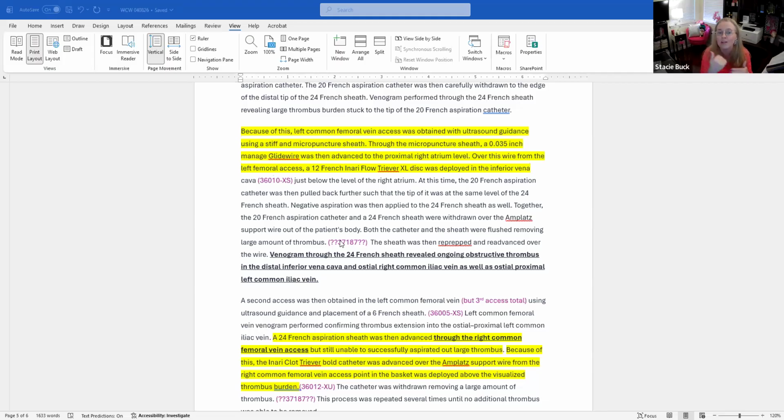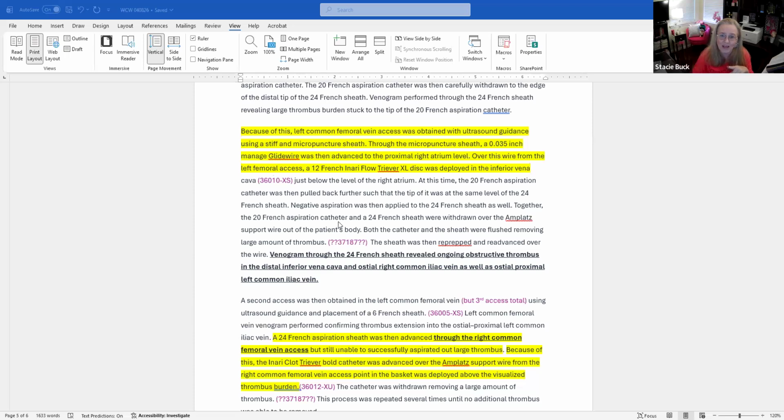And then we're going to another access, a separate access. So let's talk about this one paragraph and what's occurring. So here from this paragraph, we know that this is a separate access. So we're going to code this like its own procedure. So the access is through the left common femoral vein. Catheter goes into the IVC, which is a 36010. Now you'll notice that I have the 37187 there with question mark, question mark, question mark. The reason being is because the problem that we're having in the IVC here and in the iliac veins is a result of performing the thrombectomy from the pulmonary arteries.